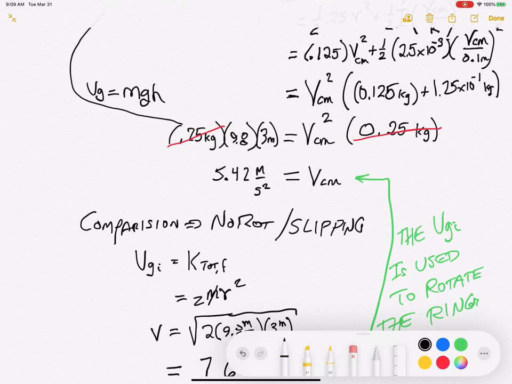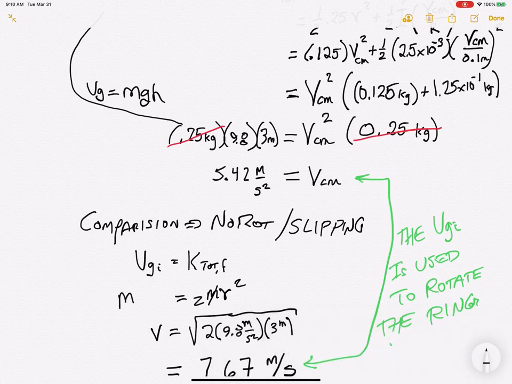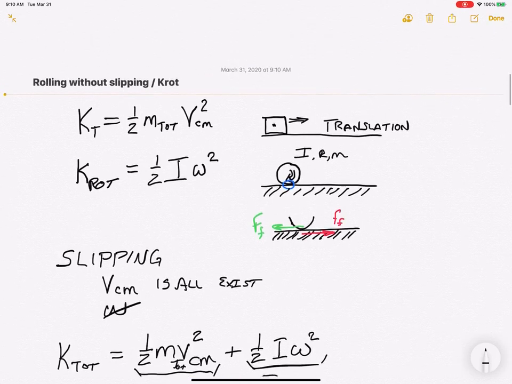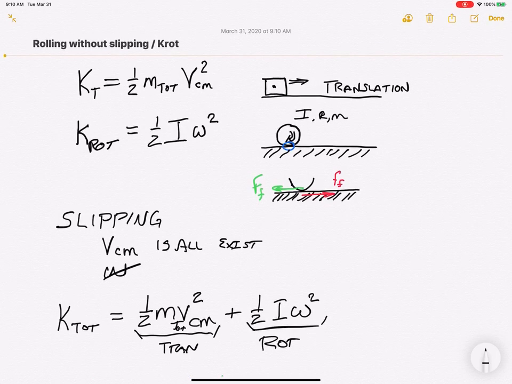Anyways, without rotation, our gravitational potential energy goes entirely into the 1/2 mv squared. Okay, hope that helps you understand a little bit about rolling without slipping and where the rotational kinetic energy comes from.